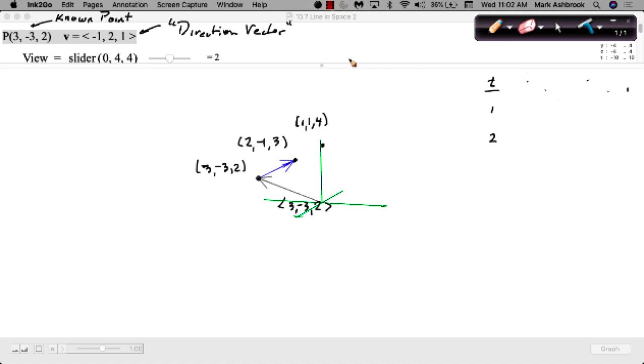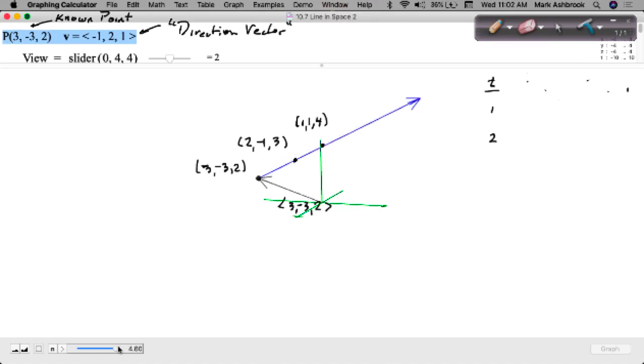So now I got 3 points. How can I get all points on the line? What would we do to generate all points on the line? If I added any scalar multiple of the direction vector, then at the tip of the direction vector would be new points on the line, right? I would generate points on the line.